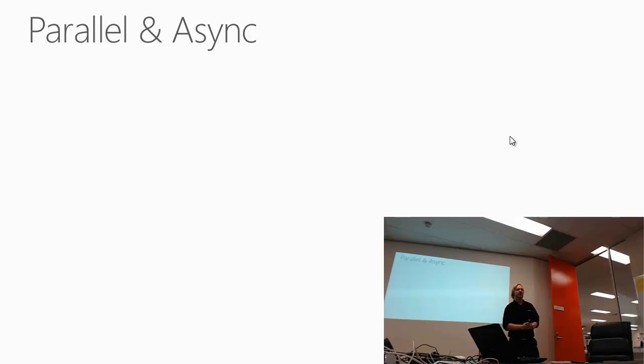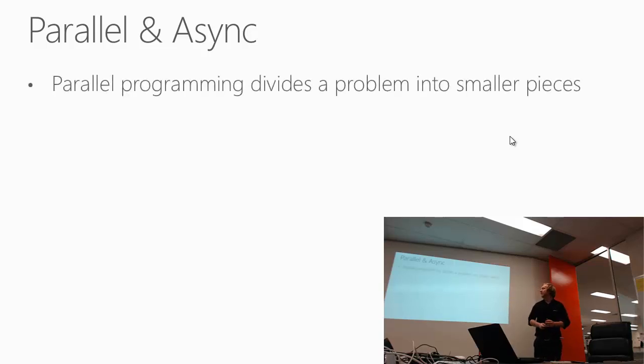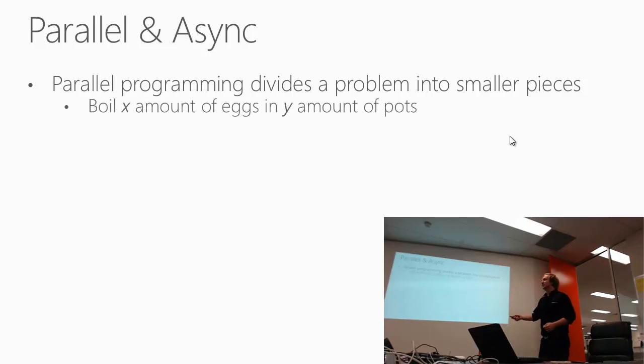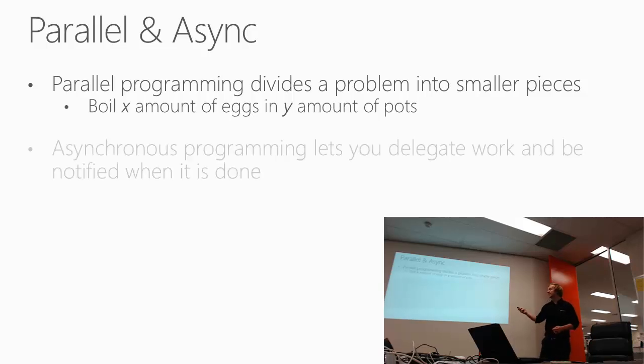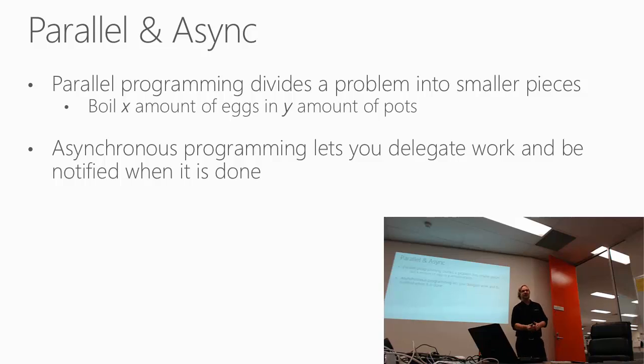Another interesting topic to talk about when we talk about asynchronous programming is parallel programming. It's easy to confuse these two, and here's a definition of parallel programming. Parallel programming divides a problem into smaller pieces. So let's say that we have a certain amount of eggs to boil, and we have one pot to boil these eggs. Each pot fits 5 eggs, and we have 10 eggs to boil. So if we add another pot, that's going to divide the time that it takes to boil the eggs by 2. That's simple. However, asynchronous programming lets us delegate the work instead, and lets us be notified when that's done.